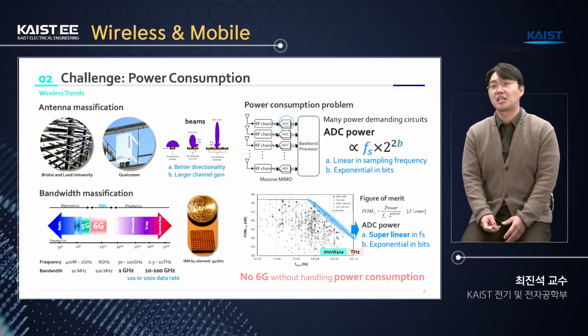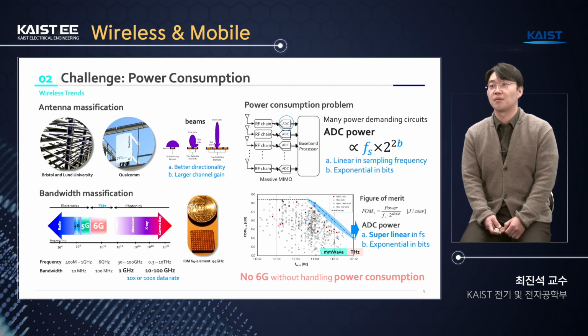So today, the key challenge of wireless communication is power consumption. The reason why power consumption is the key challenge is as follows. We have two basic network trends. First, antenna massification. Second, bandwidth massification. Antenna massification means using lots of antennas. And bandwidth massification means we use very wide bandwidth compared to the current bandwidth.